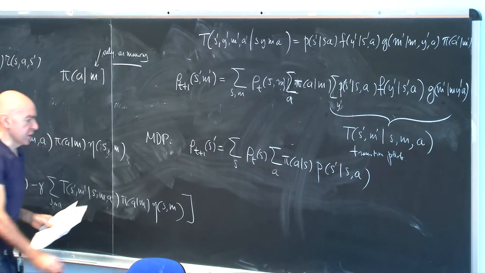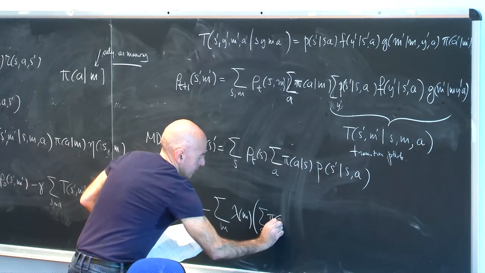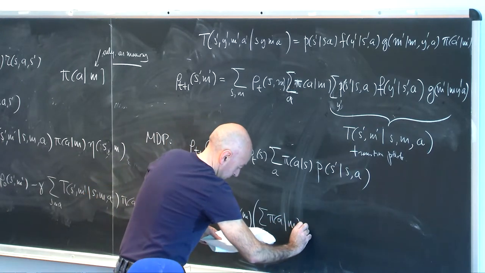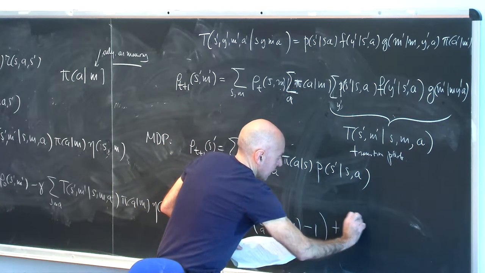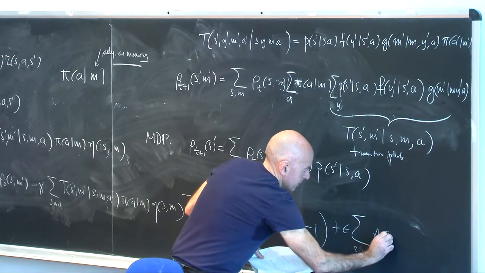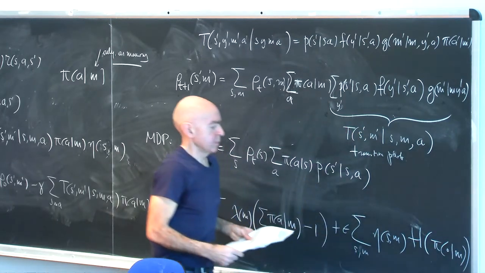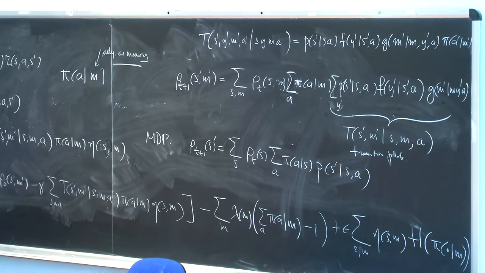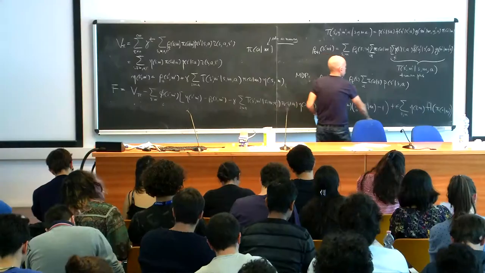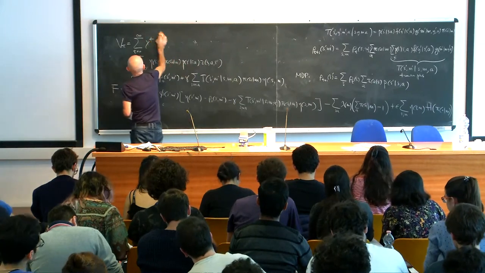Then we have the normalization condition over the policies, and the regularization term. Okay, so this is pretty much in the line of what we already did. So let's write down here the relevant equation when we take the stationary point of this Lagrange function.